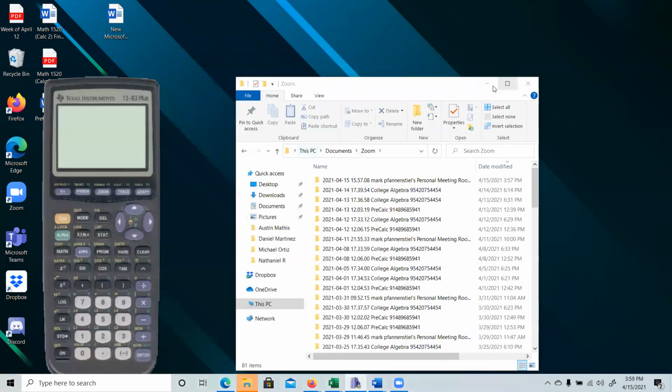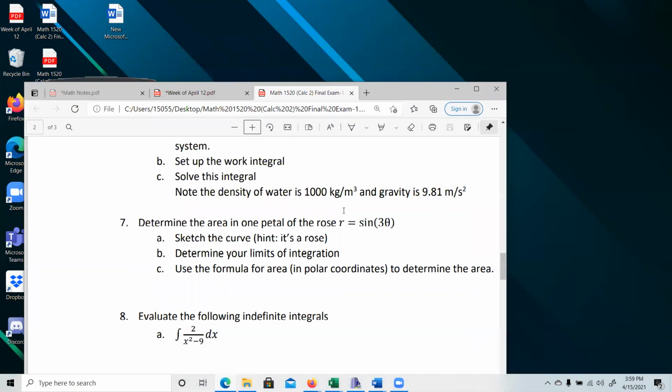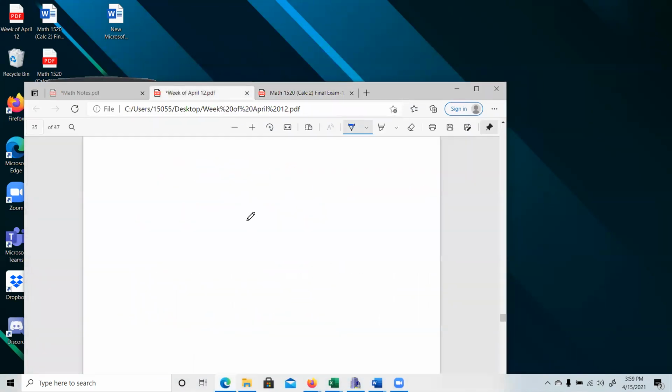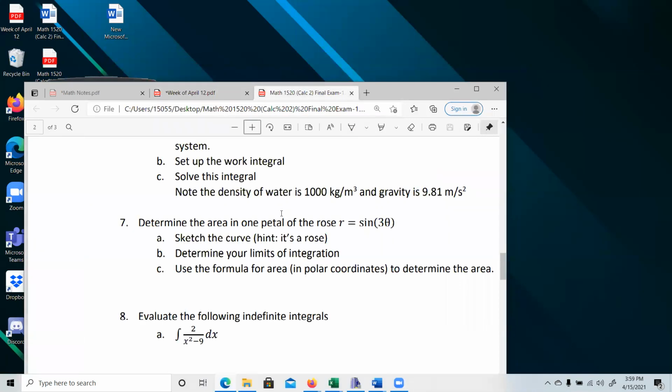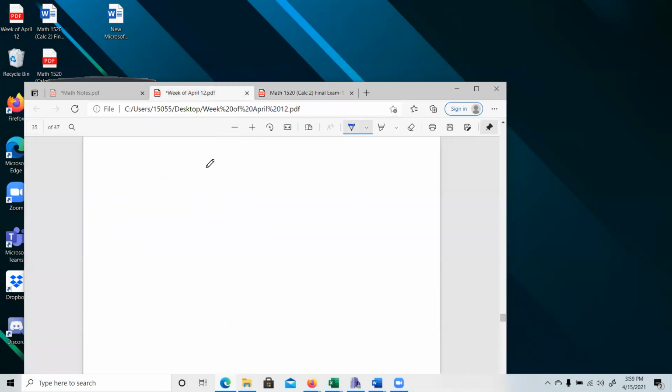All right, what am I doing? We're going back to this, and we're going to write this problem down. So what do we have? We're finding the integral of r equals sine 3 theta. So here we go. We have r is equal to sine of 3 theta. Let me do this in a couple of different ways here. So we have to find the area.